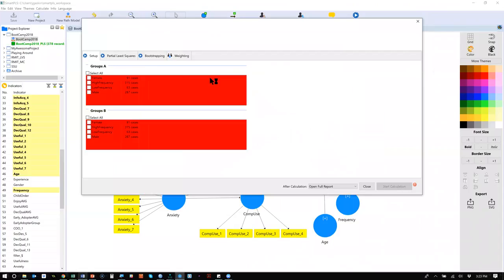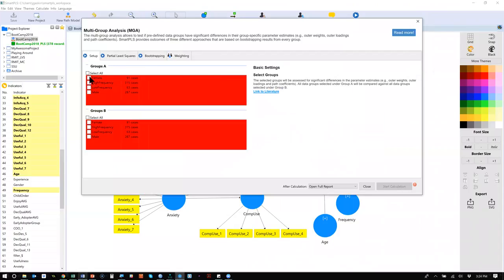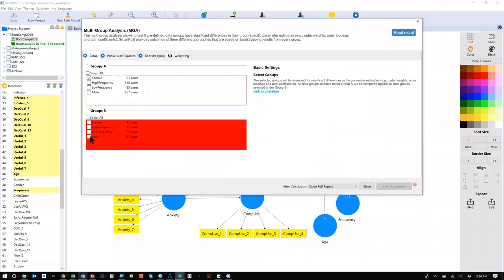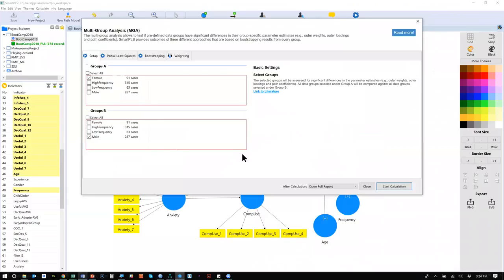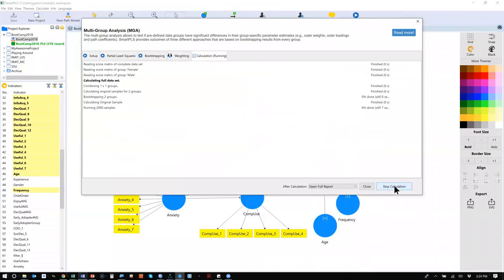And you just select the groups. Oh, that red is really hard to read. Female in this group, male in this group. Those are our 2 groups. And hit start. And it's running a multi-group analysis. That was it. And it does invariance for you.